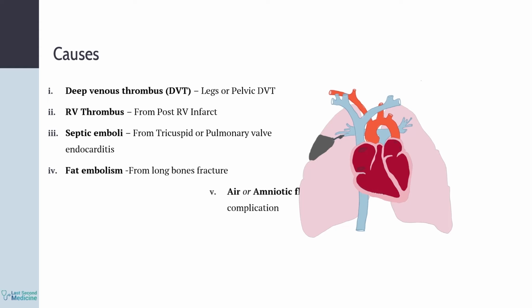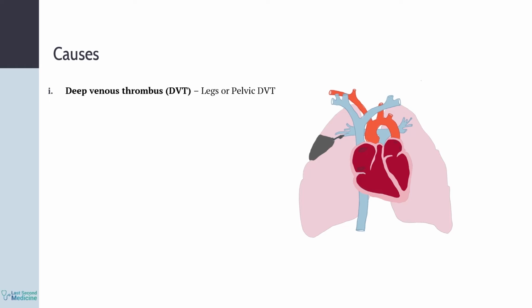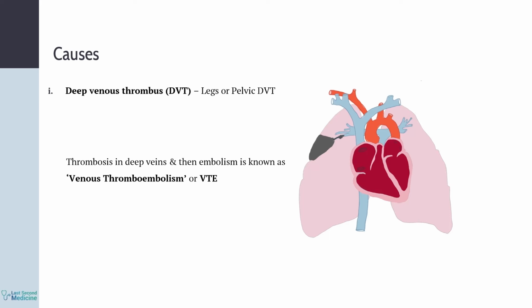Causes of embolism other than thrombus have different management and are beyond the scope of this video. And for the sake of simplicity, we will focus on the most common form of pulmonary embolism, that is, embolism arising from venous thrombus. This form of embolism is also called venous thromboembolism, or VTE.